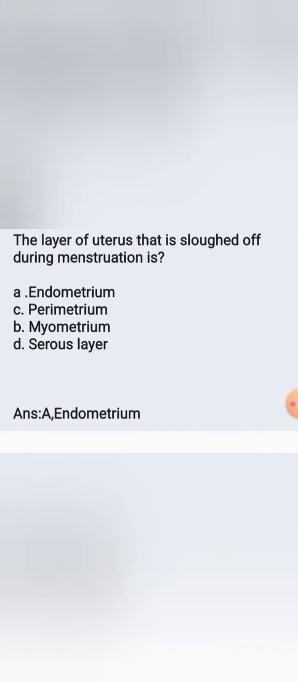And the next question, the layer of uterus that is shed during menstruation is? Options. Option A, endometrium. Option B, perimetrium. Option C, myometrium. Option D, serous layer. Our question, which layer of uterus is sloughing off during the time of menstruation? And the correct answer is option A, endometrium.